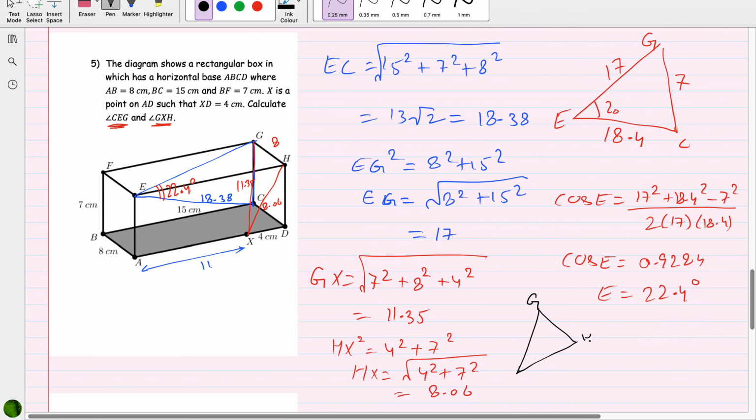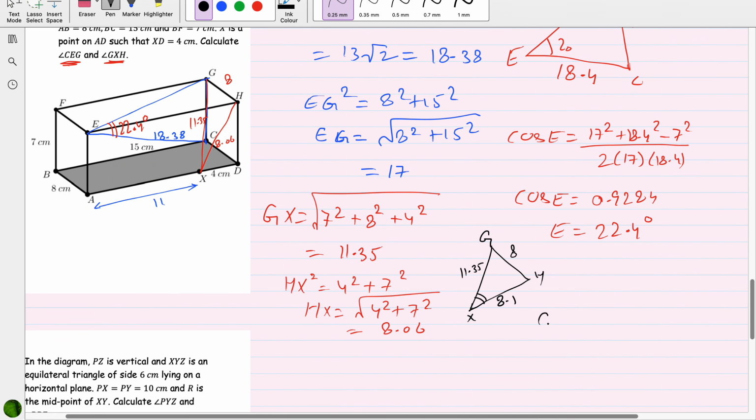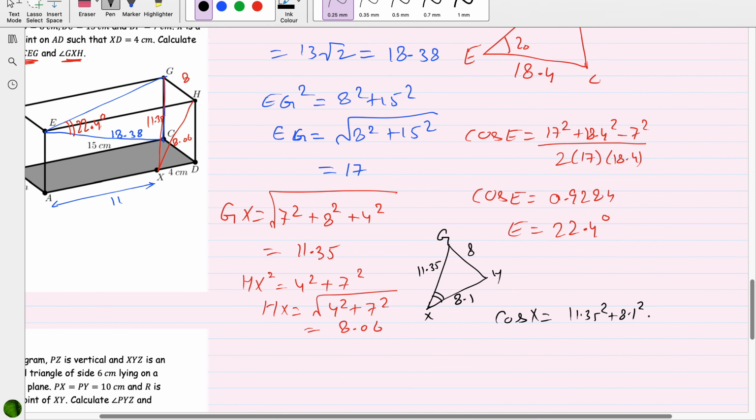Again, extract the triangle. This is G, this is H, this is X. GX is 11.35. This is 8, and HX is 8.1. So we need to find this angle. Again, use cos. So cos of x, cos rule, is 11.35 square plus 8.1 square minus 8 square over 2 times 11.35 times 8.1.